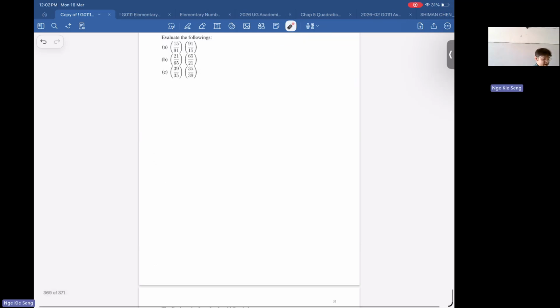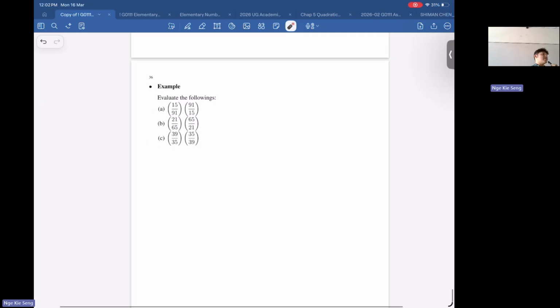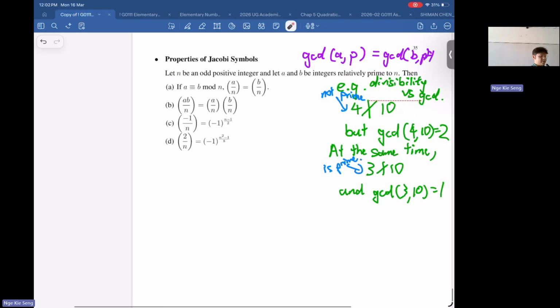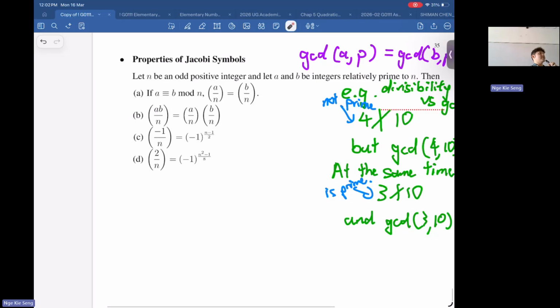Okay, so the next thing is, what do you expect next? What's the next property of the Legendre symbol? What did you learn? Recall. After the properties of the Legendre symbol, what did you learn last time? Do you remember? What's the last thing we spent a lot of time on?